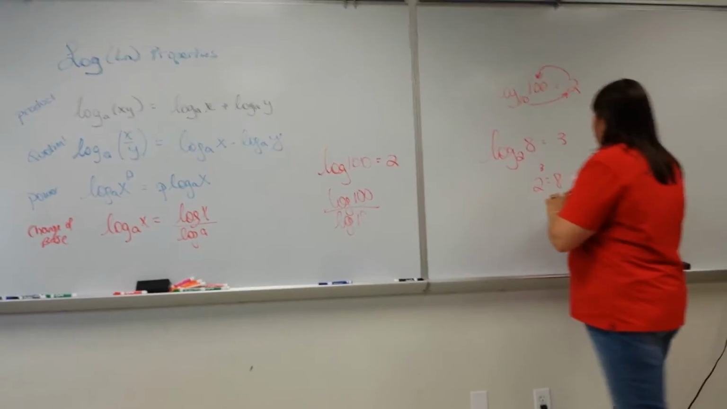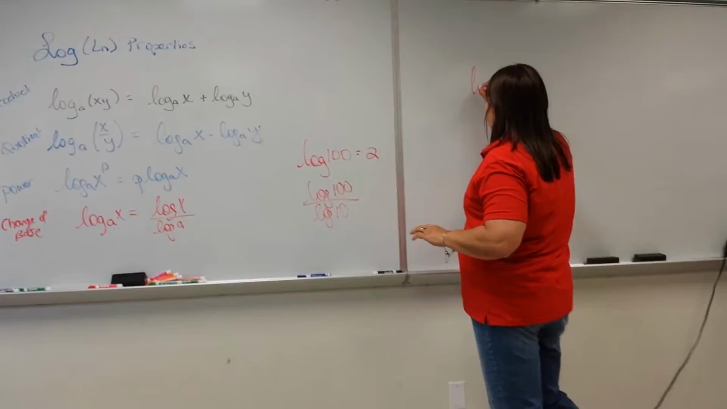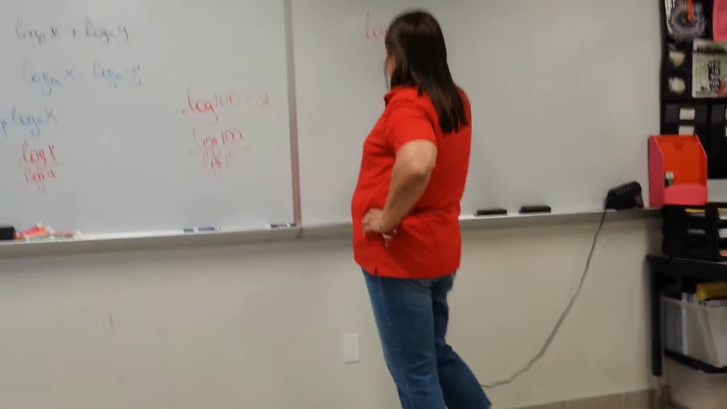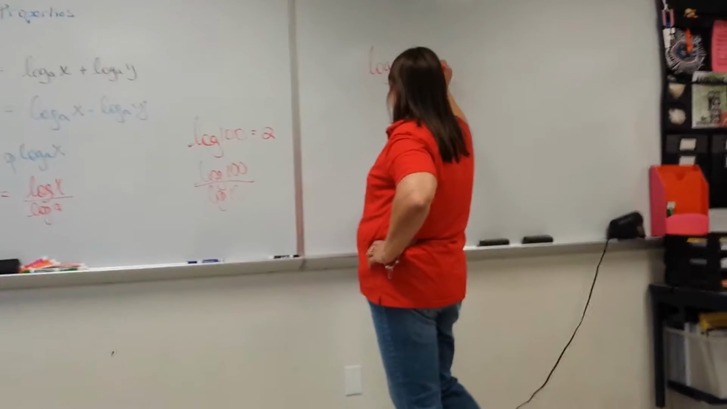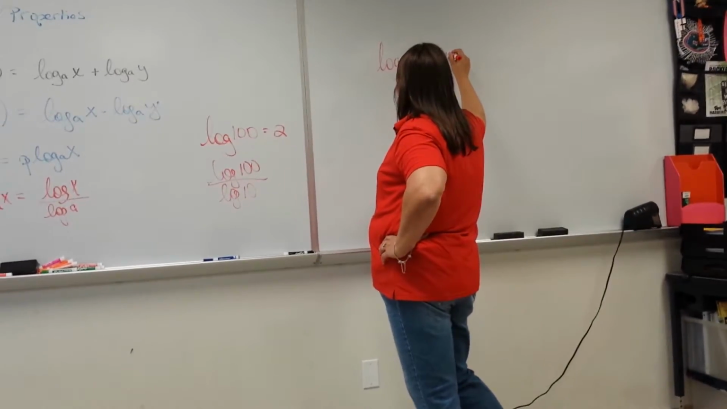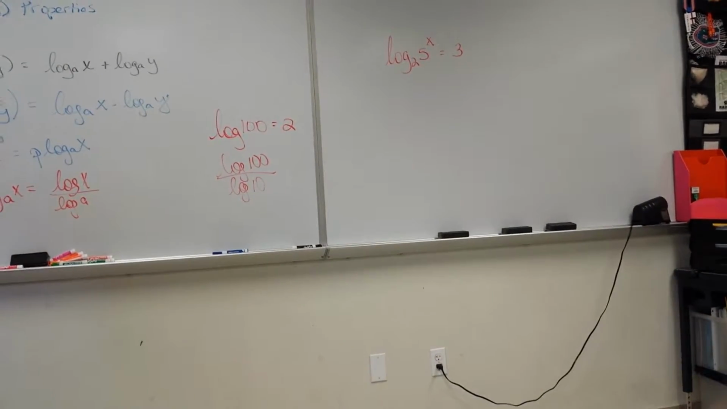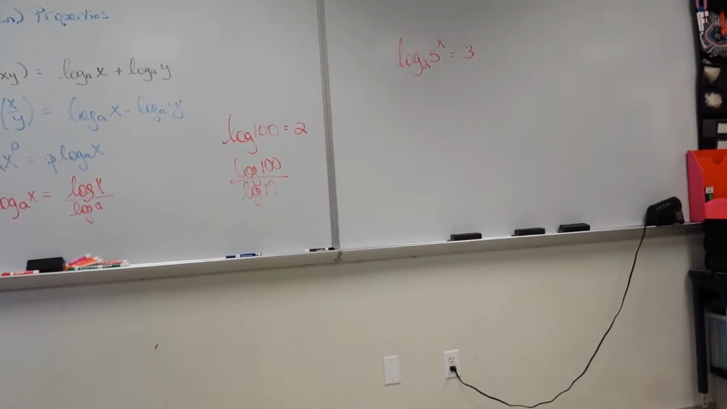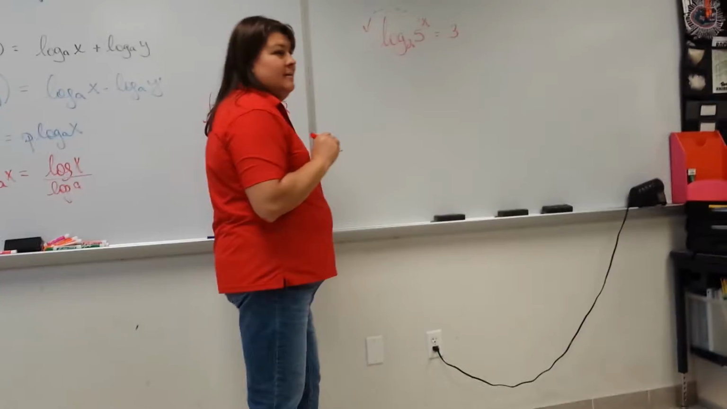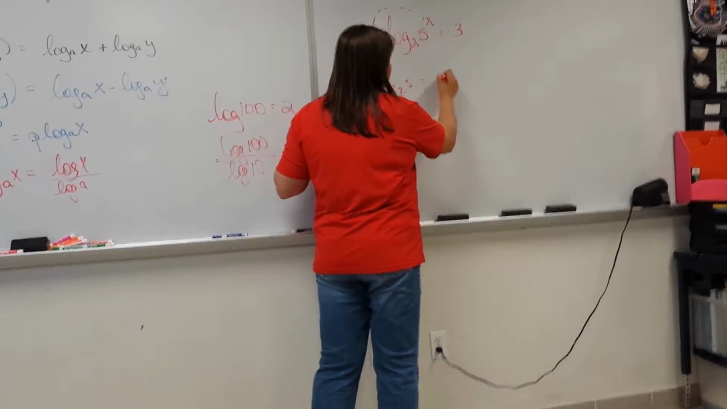Okay, what about something like this? I'm gonna make one up, so hopefully it works. Let's say I have log base 2 of 5 to the x equals 3. We'll see. So, what do I do? Move the x forward, right? Take this guy and bring it to the front. Isolate the x. So then you have x log base 2 of 5 equals 3.